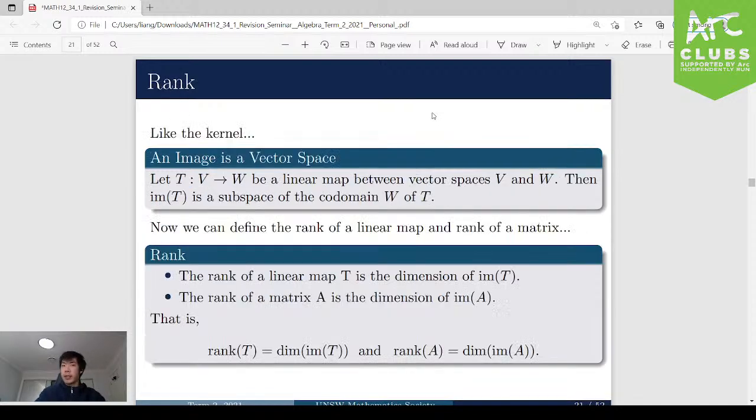The other thing that closely relates to image is rank, similar to how nullity relates to kernel. Nullity told you what the dimension of your kernel is. Rank tells you what the dimension of your image is. Okay, I guess that's a very shorthand way of explaining what rank is. It's just the dimension of your image, whether we're looking at a matrix or a mapping T.